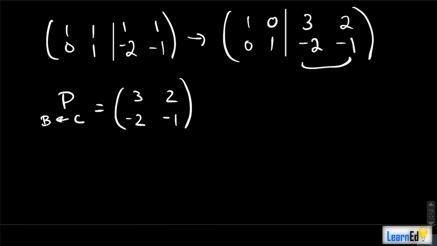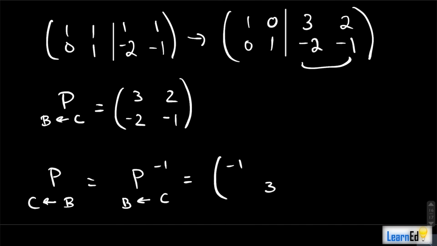Now we can find the change of coordinates matrix from B to C. Actually, I'll write it like this. We can find this by just taking the inverse of the change of coordinates matrix from C to B. Okay? This will just be -1, 3. We switch those two, and then we negate the others.